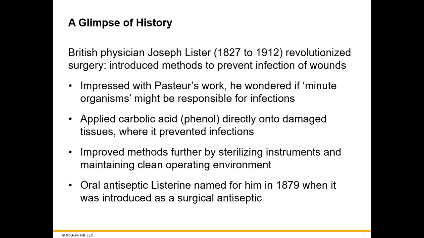So Joseph Lister essentially experimented with different methods to try and minimize these infections, including the use of the so-called carbolic acid, aka phenol. We know that today as phenol, and we use it regularly, in fact, in the laboratory. Basically, he tried to apply this material directly onto damaged tissue to prevent infections. Of course, he had some success.